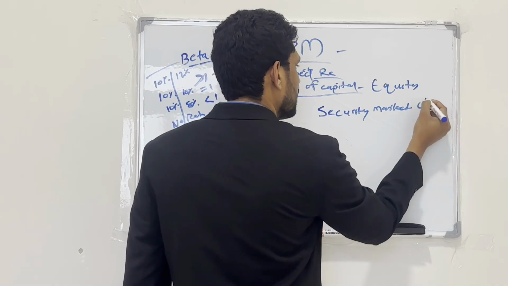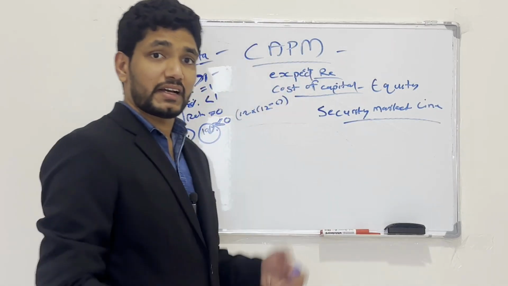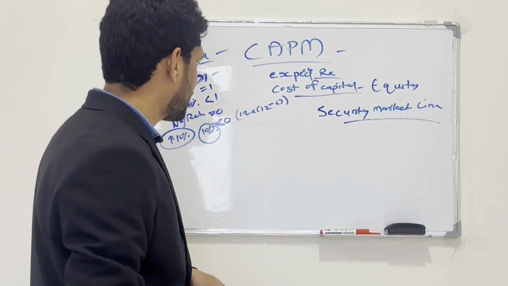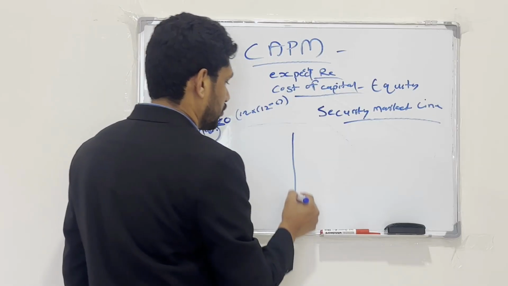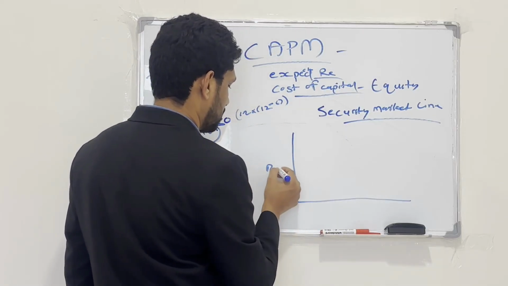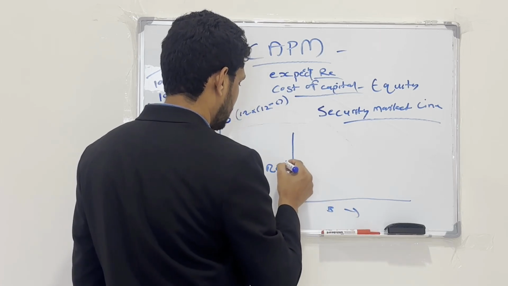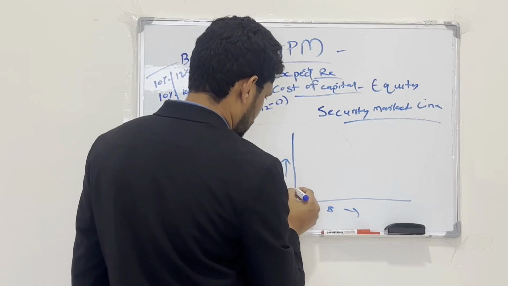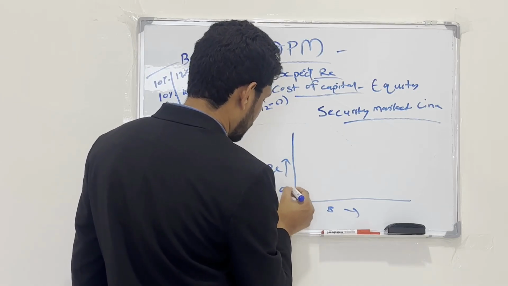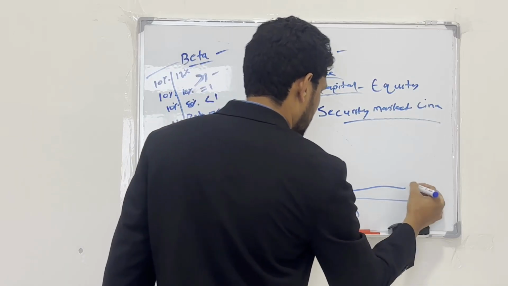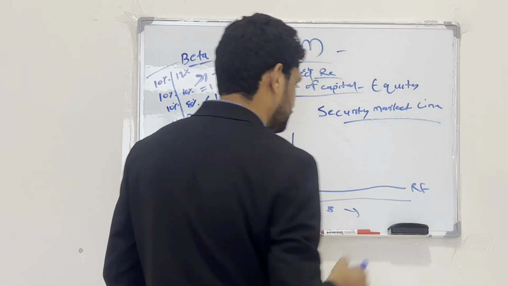The security market line is the graphical representation of the capital asset pricing model, or the formula for the capital asset pricing model. Just assume this is the return and this is beta, moving in this direction. Here, just assume 6%. This is the risk-free return.